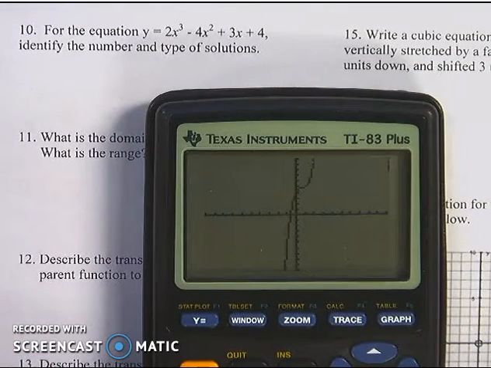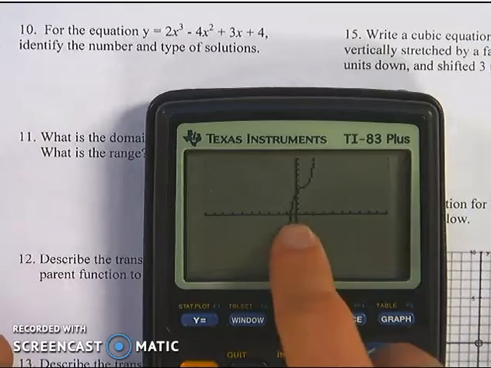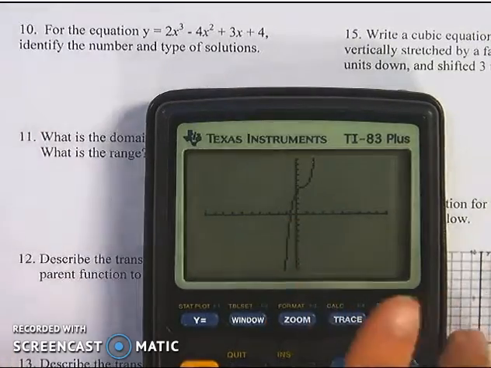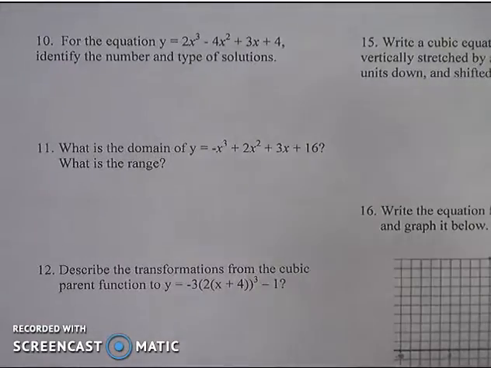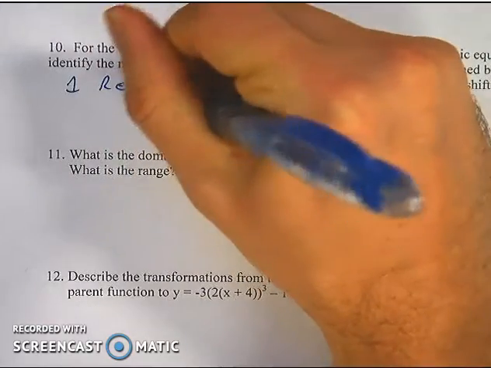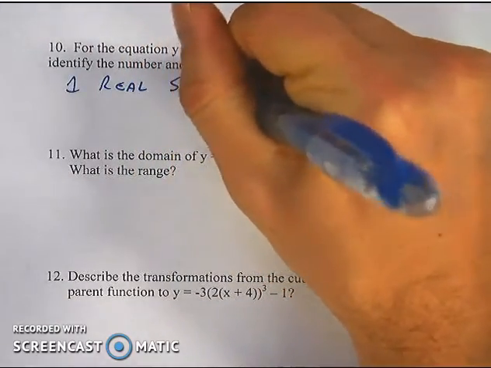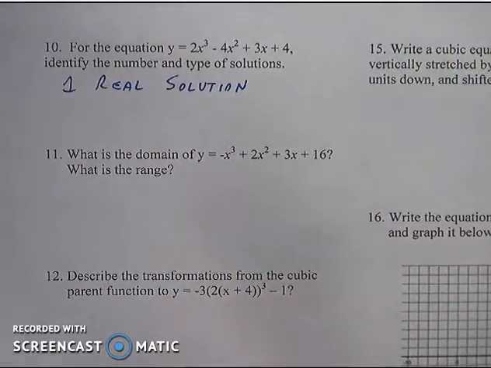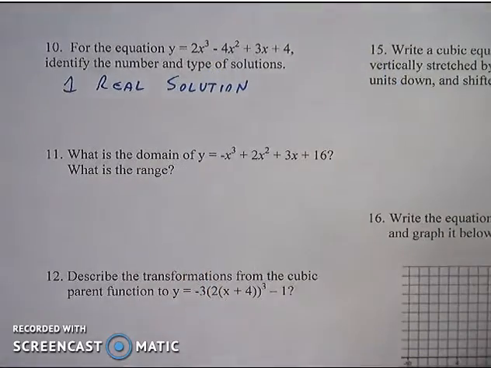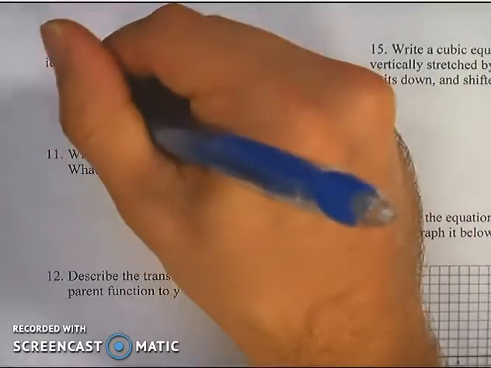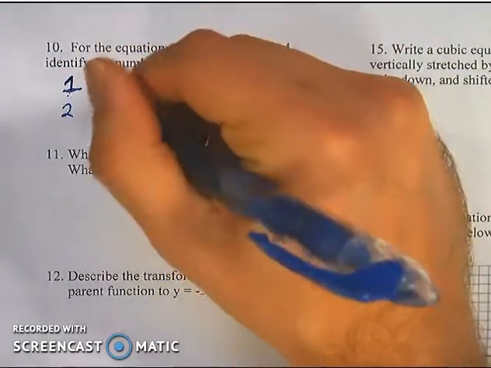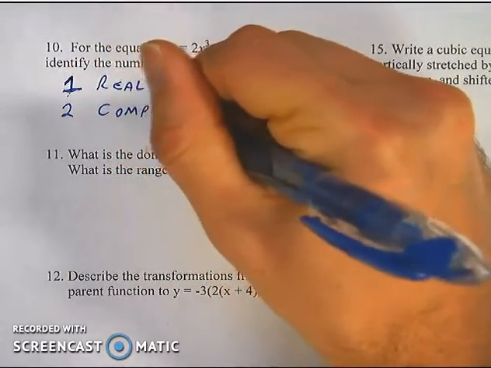And what we've got here is we can see this thing crosses the x-axis exactly one time. Right there. It's got one x-intercept. So what that means is this thing has one real solution. And you might be tempted to say that that's it. But because this thing is a cubic, it has three solutions. It just so happens that only one of them is real. The other two are complex.